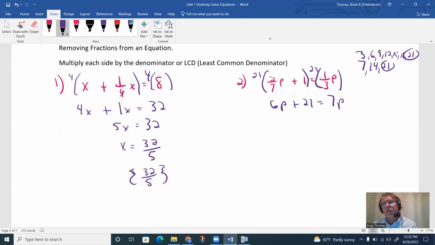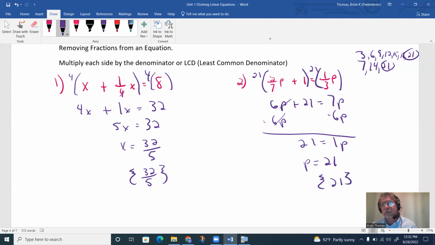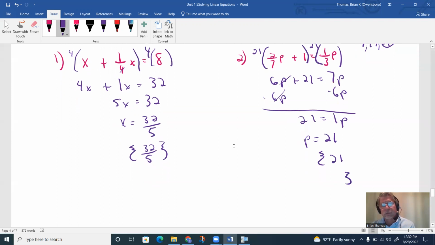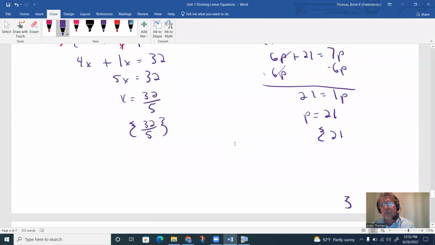Notice how, again, I can get rid of the 6p because it's the little guy. Subtract 6p over here, or add a negative 6p if you will. Add a negative 6p over there. The 6p and the negative 6p will zero out, and we have 21 equals 1p. Notice how the coefficient is a 1, so we're kind of done. P is equal to 21. So again, 21 would be the solution. Lost my parenthesis there. There we go.